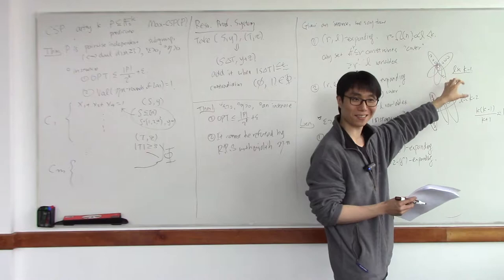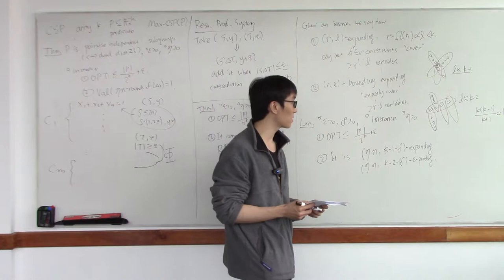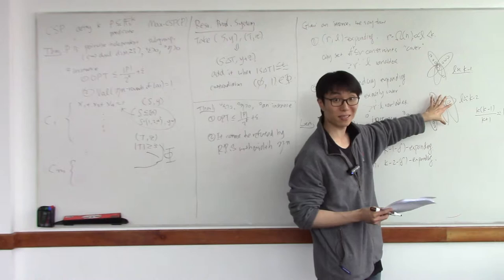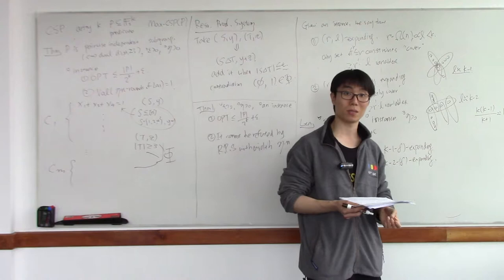I understand why that is. So what I'm trying to say is that for any random instance, you can find a subset of constraints like this, which satisfies that if this instance is r-boundary expanding, then the value of r cannot be much greater than k minus 2. Oh, I guess the odds of this thing is like some 1 over n.